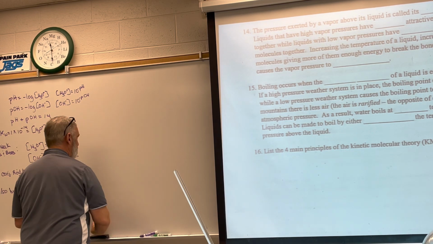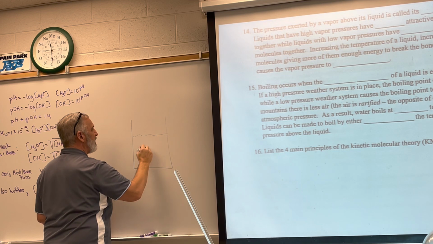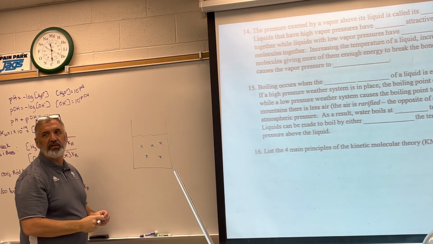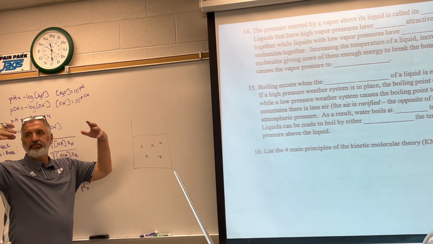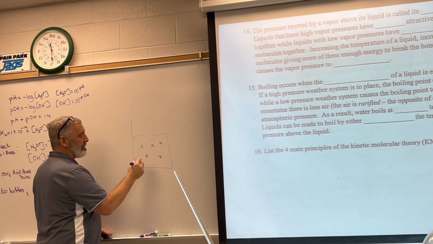You said atmospheric pressure? Atmospheric pressure. So once again, we have all of our water molecules down here, and they all just want to be free. Because the gas, they're random, they're free. They get to do whatever they want to do, go wherever they want to go. They're not attached to anything.